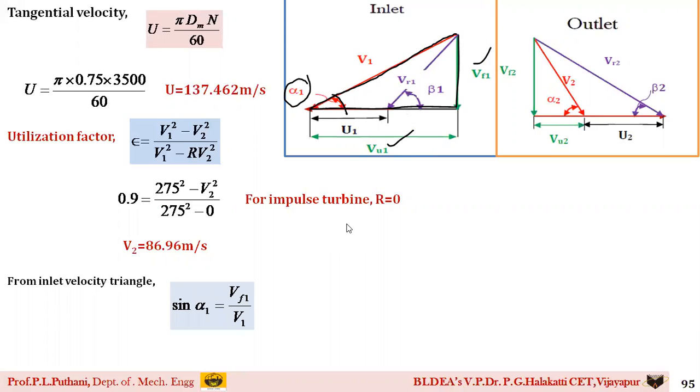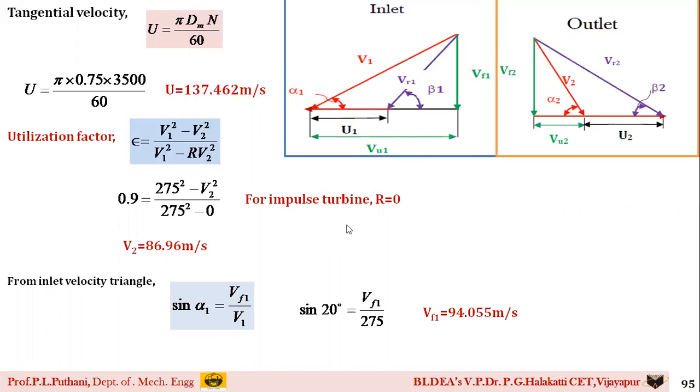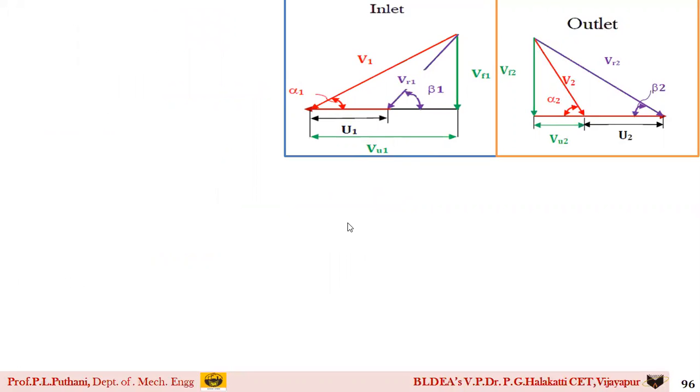So I use the value of sine alpha 1. Sine alpha 1 is equal to Vf1 by V1. V1 is already given in the question, alpha 1 is given, and on simplification, I get the value of Vf1 as 94.05 meters per second. Similarly, for the same velocity triangle, I take the help of the trigonometric function cos alpha 1, no problem. I'll get the value of Vu1, and then I move to the inner side.